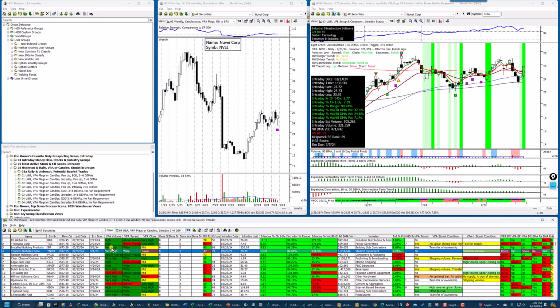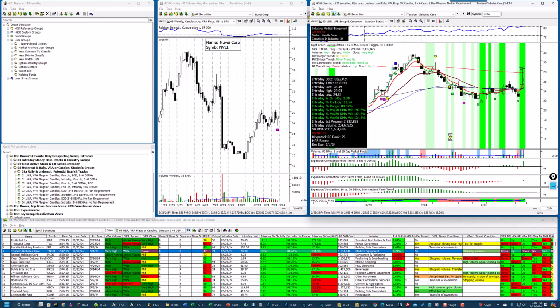Very high, wide, and a down day. But it did cross over on both the 3 and the 6 and the VPOC. And today it's up 13.54%. There was no VPA signal yesterday.